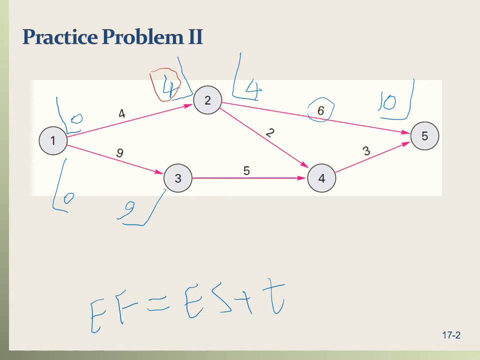Now let's move on to the next activity, activity 3 to 4. I'm going to draw the box here. The earliest start of activity 3 to 4 should be after the previous activity, the predecessor activity, which is 1 to 3, is done. And the earliest time that activity 1 to 3 is done is 9. So that means that activity 1 to 3 dictates the earliest start of activity 3 to 4, and that's 9. And the early finish of activity 3 to 4 is 9 plus 5, so that's 14.